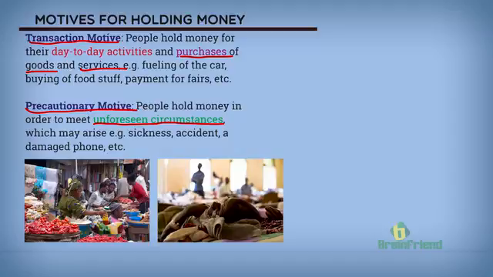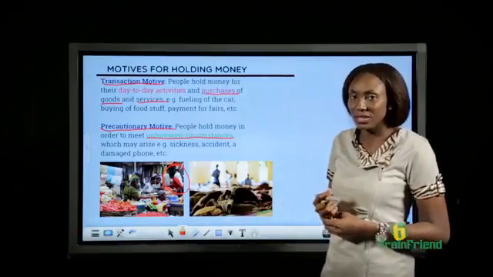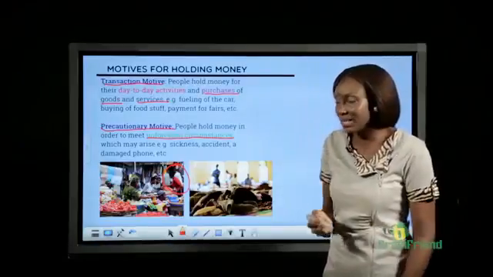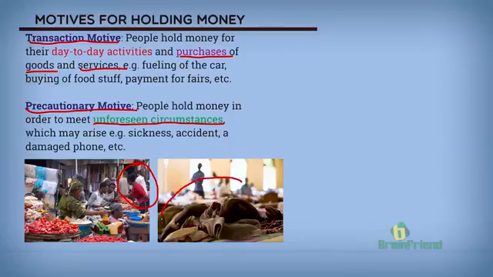Okay, look at the image here. This is a marketplace. You can see the woman on red. She is buying meat. And this is the transaction motive of holding money. That is day-to-day activities, making daily payment for goods and services. Here you can see the man lying on the sick bed. This is also one of the reasons why we hold money for what? Precautionary motive. Someone might fall ill in the family. You can see he's an elderly man. He might be a grandfather to someone. So he has to go to the hospital to receive treatment. And that is the precautionary motive for holding money.